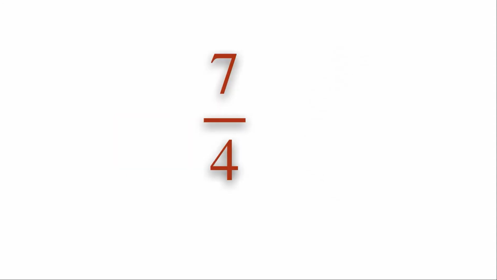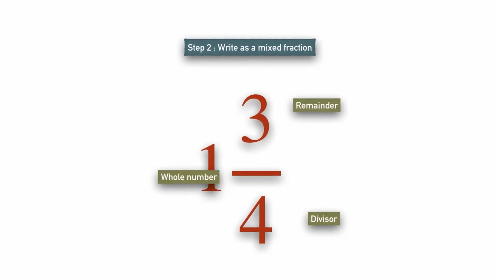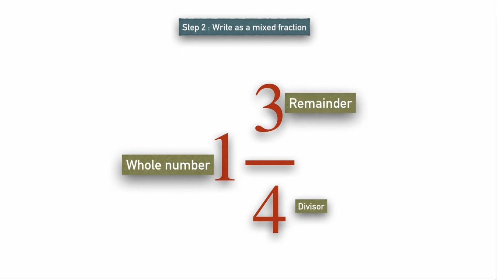It's also possible to change an improper fraction to a mixed fraction without having to draw diagrams. Consider the improper fraction 7 over 4. We will divide the numerator 7 by the denominator 4. 4 goes into 7 exactly 1 time, but leaves you with a remainder of 3. Now we can combine the whole number and the fraction part together. So the whole number goes in the front, the remainder goes to the top, and the denominator stays in its original place.